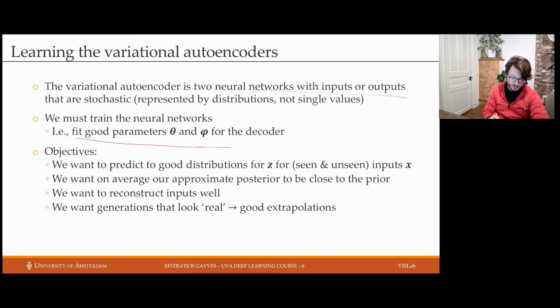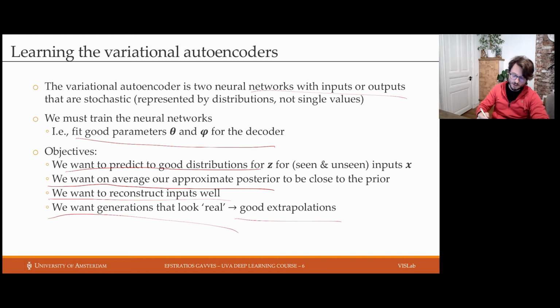And we fit good parameters theta and phi for the encoder and the decoder respectively, with the following objectives in mind. We want to make sure that we have good distributions for the latent z for any input x, right? It means that our approximate posterior should not work only for the inputs x that it has seen during training, but for every other x. We want to make sure that our approximate posterior is not too far from the prior. This is taken care of by the KL regularization term. We want to make sure that our inputs are well reconstructed, and importantly, that when we generate, that is when we sample from Z, we obtain images or samples that look real, that are believable. So good extrapolations, right?